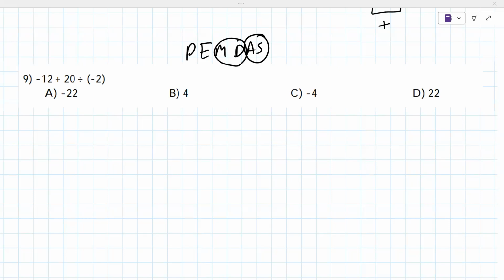Would the answer be -4? Okay, let's take a look here. So the first thing is to divide. Did you divide first? Oh, no, I just did -12 plus 20, and then I did 8 divided by -2. Okay, so this whole thing about order of operations, it's not a guideline. You have to follow it. Otherwise the answer is incorrect.